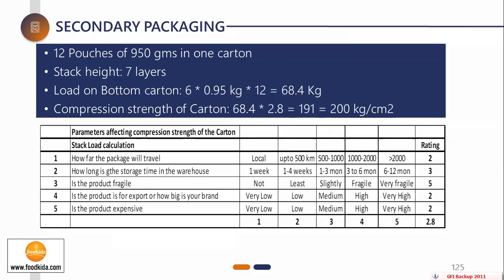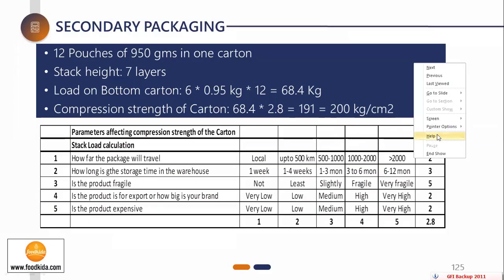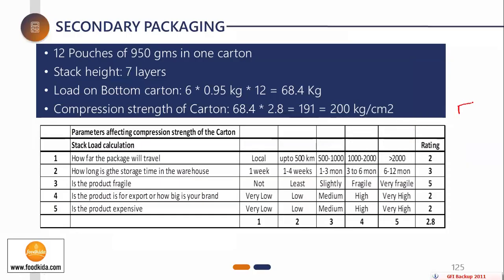So the load on the bottom carton will be from the 6 layers above it. So 6 into 0.95, and 12 pouches. So the total load on the bottom carton will be 68.4. Hope this is clear what I'm saying. No, but it includes the weight of the carton as well, no? So I add 500 grams or 300 grams. Okay, fine. You can take that.